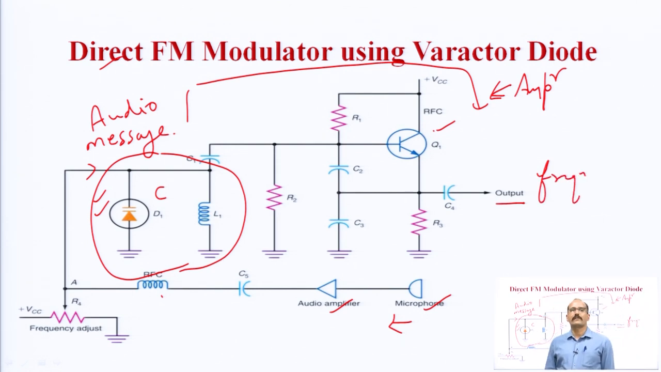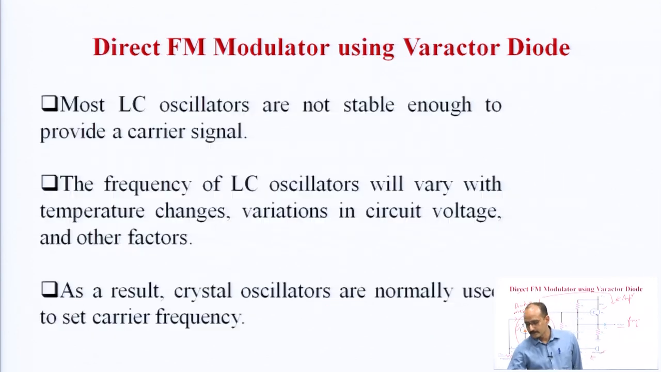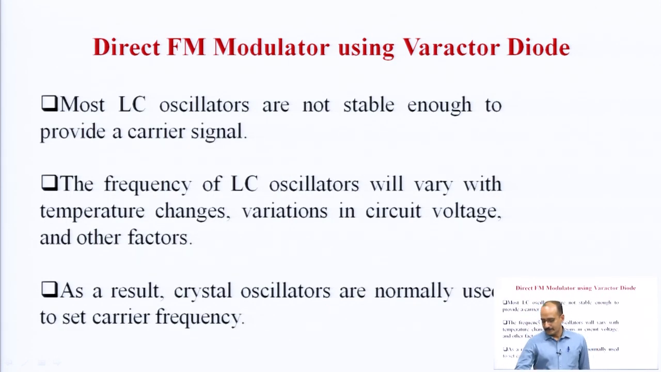This is the direct FM modulator using varactor diode. Similarly, when we are talking about the disadvantage of this circuit, here we are using an LC oscillator circuit, and basically these LC oscillators are not stable enough, and the frequency of the LC oscillator will also vary with temperature changes, variation in circuit voltage and other factors.